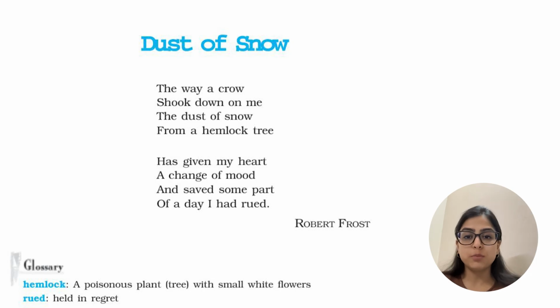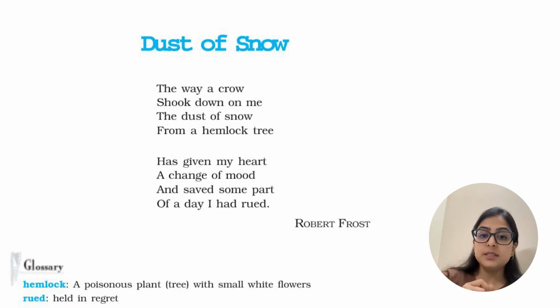So you see, it's such a short poem, barely 8 lines, which is basically two stanzas of 4 lines. And whenever there is a stanza of 4 lines, it's known as a quatrain. Robert Frost in this poem has written the entire poem in two quatrains, and both have a continuing rhyming scheme. If we see the words crow, snow, me, and tree, we get the rhyming scheme AB, AB. Similarly, when we see heart, part, mood, and rued, we get the rhyming scheme CD, CD.